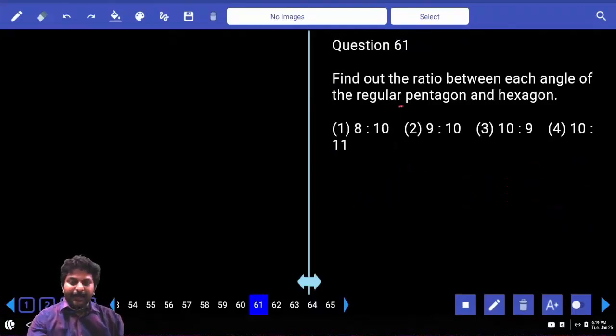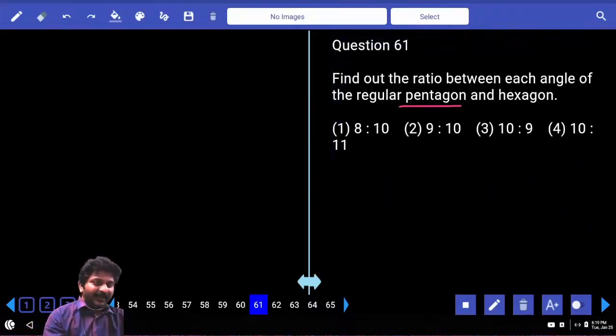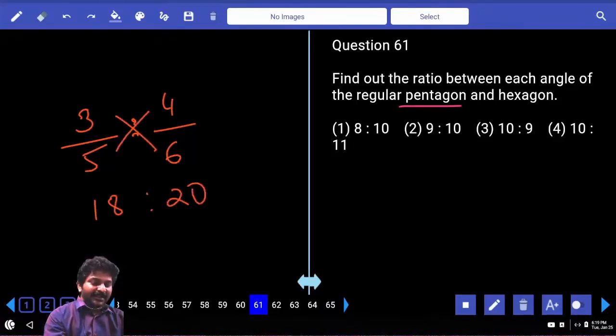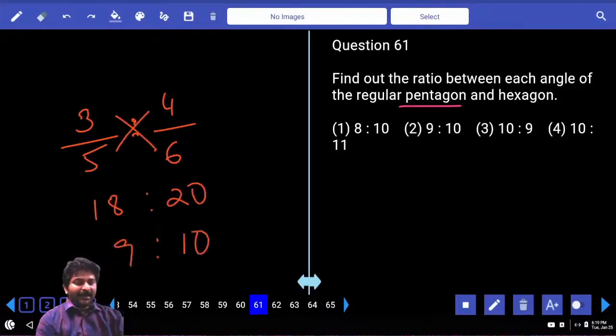Correct? Pentagon, how many sides? 5. (n-2)/n is 3/5. Next, hexagon, how many sides? 6. 6 minus 2 by 6. Right, go for cross multiplication directly. 18, 20. Simplified form, 9 and 10. That's all.